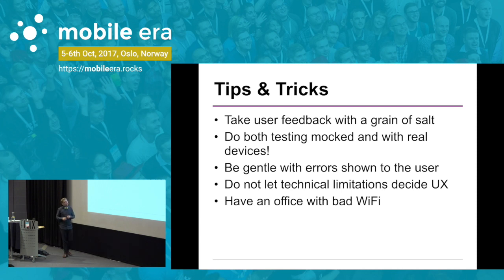And I really recommend having an office with bad Wi-Fi, because then you're always testing the worst case scenarios. A lot of Wi-Fi is bad for some reason, for example here. So a lot of users probably have bad Wi-Fi at home. So you need to test that a lot and design your app around that.